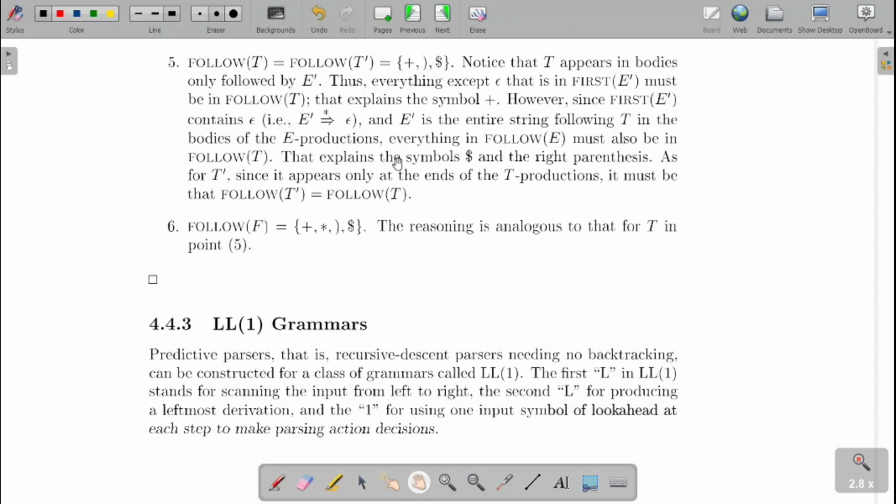The first L stands for scanning from left to right. The second L stands for applying the leftmost derivation. And the 1 stands for applying one symbol of look ahead. So one symbol of look ahead is used for making the parsing decision.